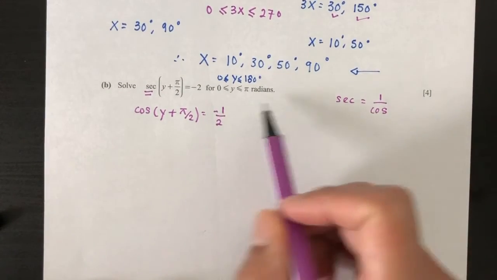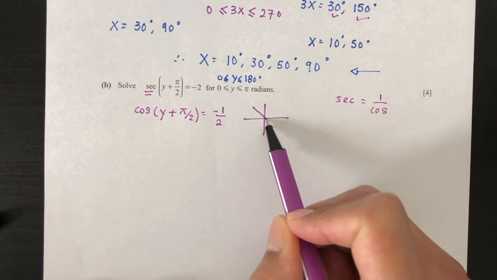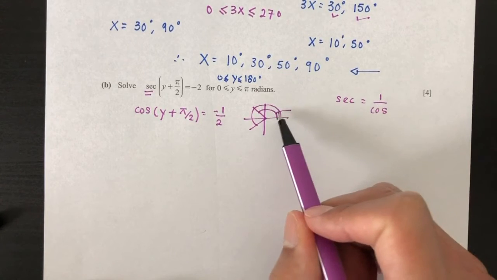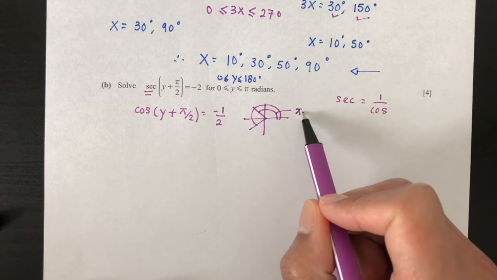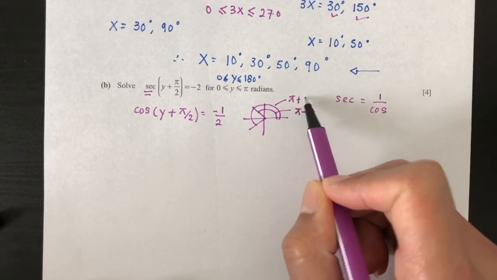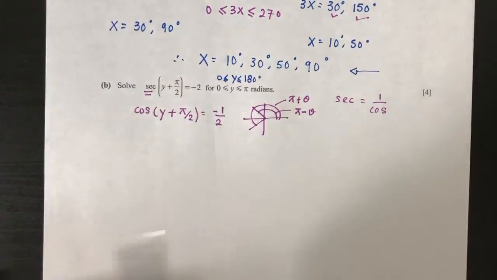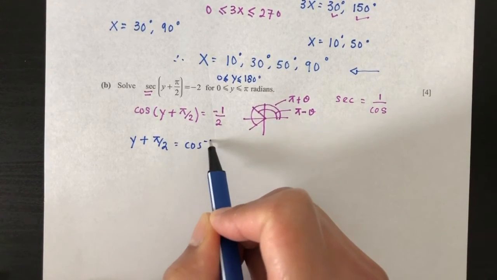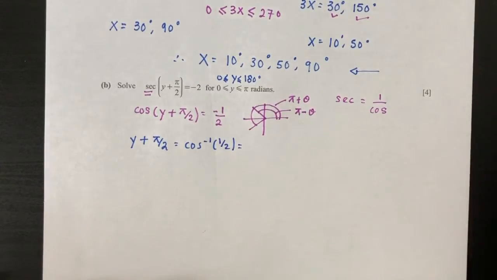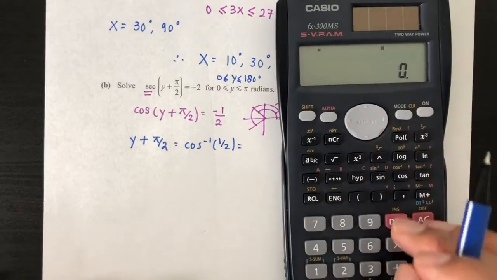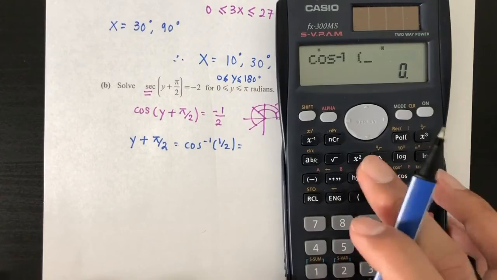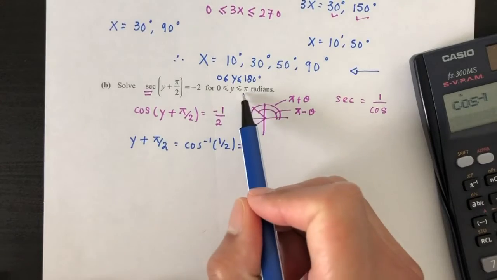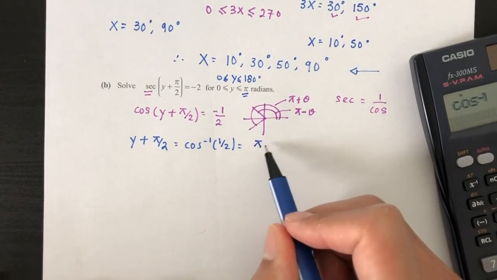Now next step, since cos is negative, it will be in this quadrant and in this quadrant. So this one here is just pi minus theta, and this one is pi plus theta. So let's first find the value. So what is y plus pi by 2? Let's do cos inverse of half. Cos inverse of half. That is 60 degrees, but here we need it in radians. It is pi by 3.